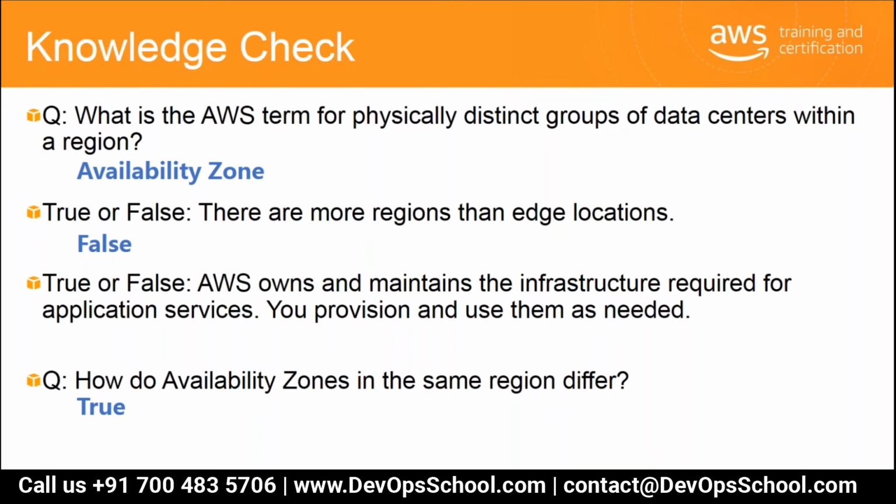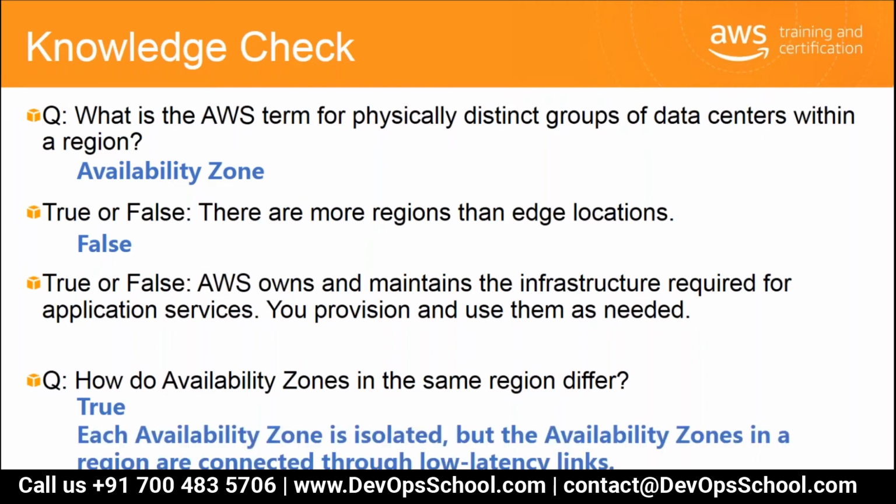Isolated means any application we have to host in different availability zones and it's isolated. So if one of them fails, others shouldn't be affected. Yeah, so that's true. They are isolated and they are still connected.